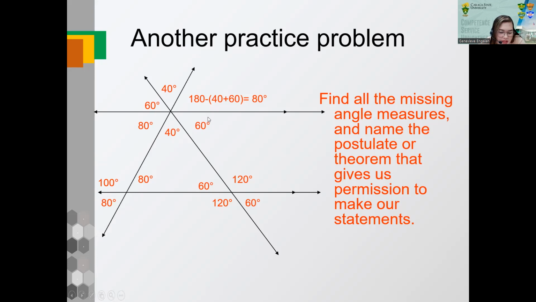Alternate interior angle man ni this one and this one. So 40 plus 60, that's 100. Or they are supplementary, so dapat ang ilahang sum will be 180. So 100 man ni, pila man ni? 100 pod kay they are vertical angles. So sayon na no?